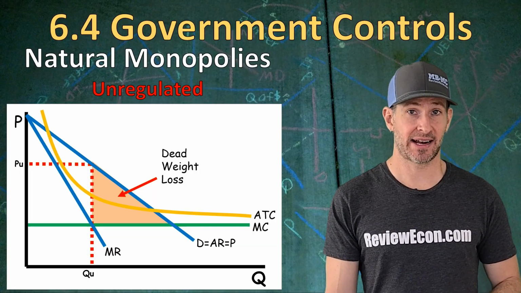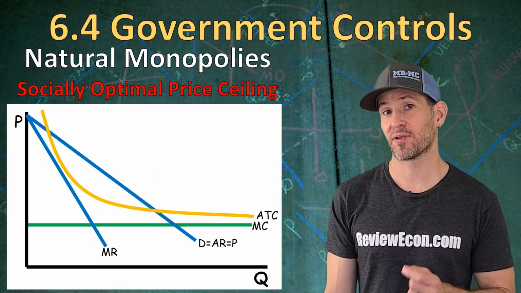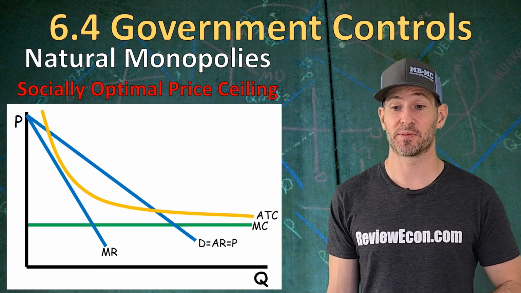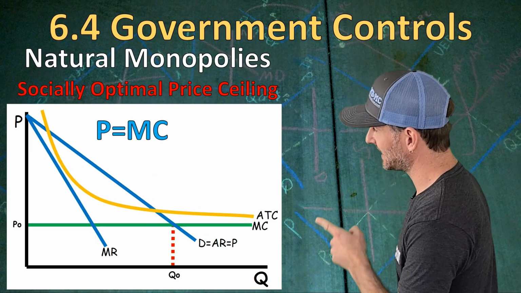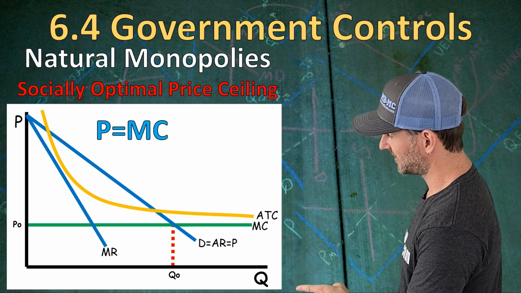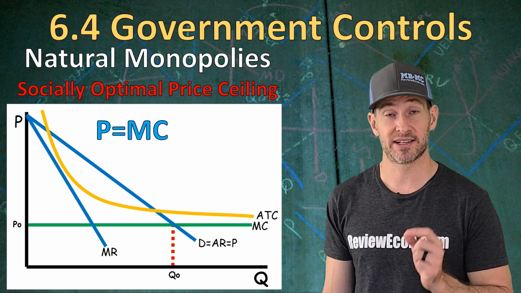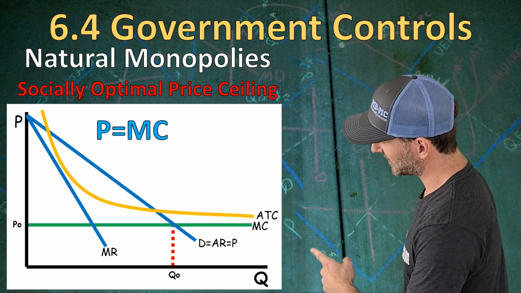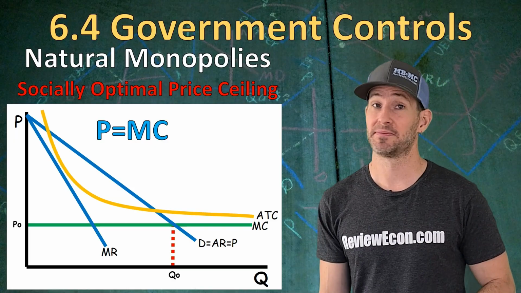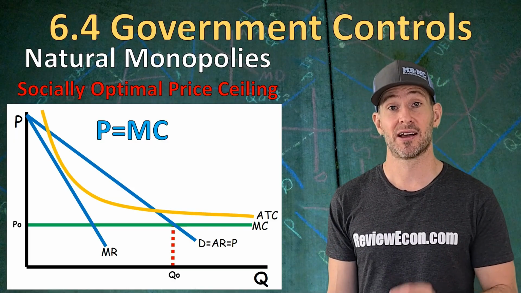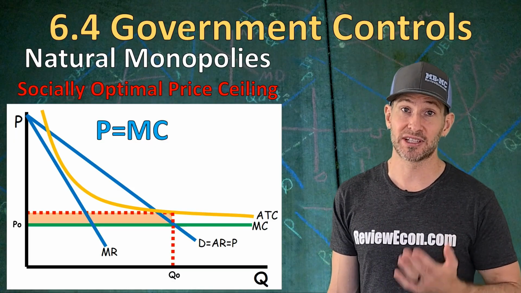One way of regulating a natural monopoly would be to impose a price ceiling at the socially optimal price. That would be where price equals marginal cost. You find it right there, PO, that's the price that is optimal for society, and that will give us QO for our output. We have no deadweight loss, but this firm is losing money.